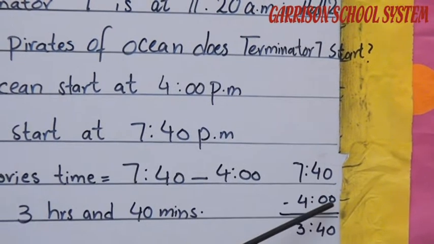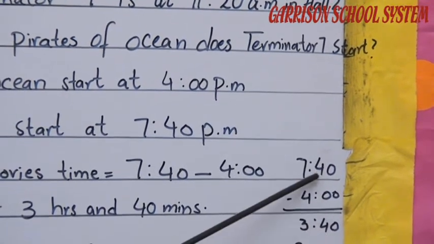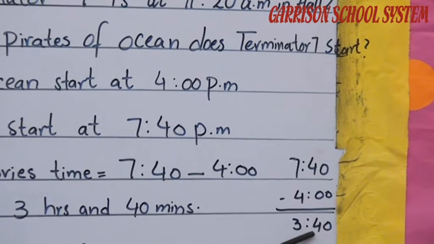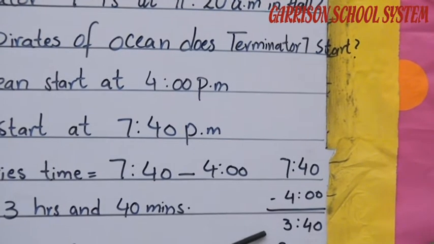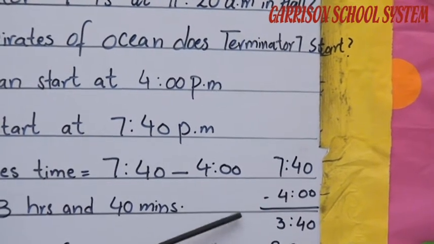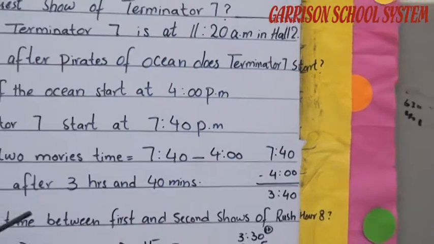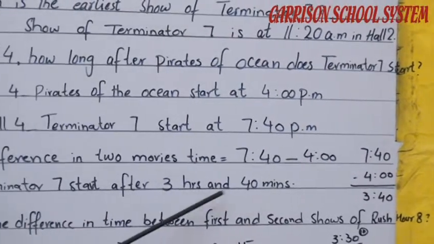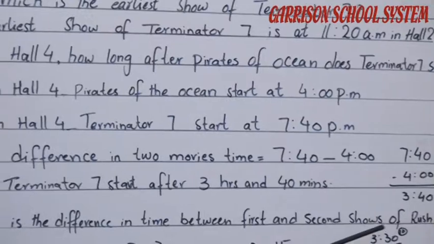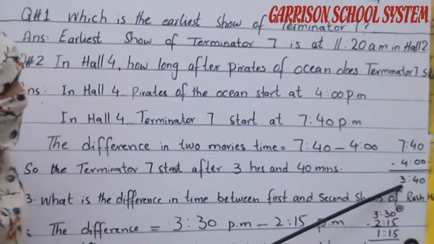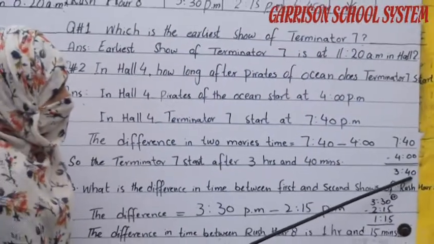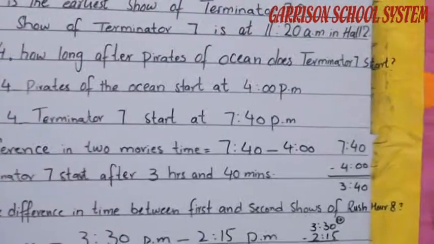So 0 minus 0 is equal to 0, and 4 minus 0 is equal to 4. 7 minus 4 is equal to 3. So Terminator 7 starts after 3 hours and 40 minutes. This 3 shows the hours and 40 shows the minutes.